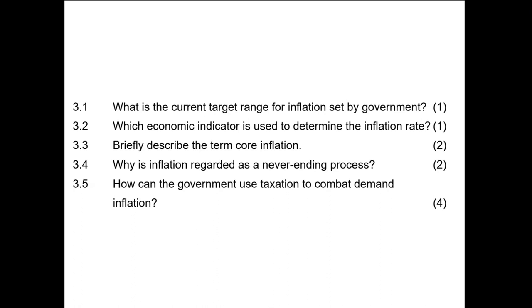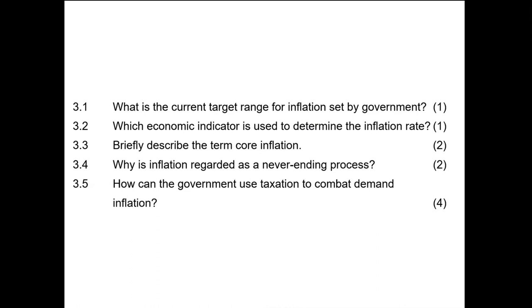3.1. So we don't have as many learners in the session yet, but we will continue, guys. Question 3.1, what is the current target range for inflation set by the government? You won't find the answer, like I mentioned in previous sessions. It doesn't mean that you get a case study or an infograph or an article to read through, that your information will come from the data response. It might be linked to the topic or related to the topic at hand.